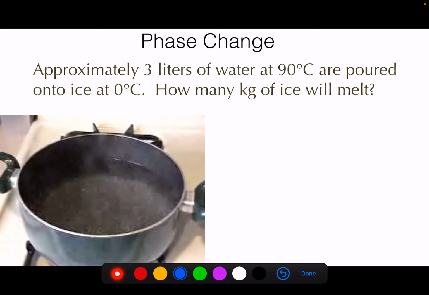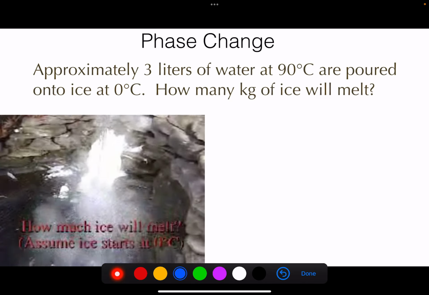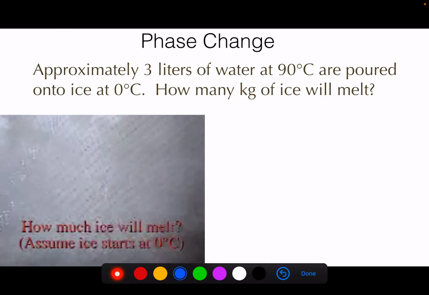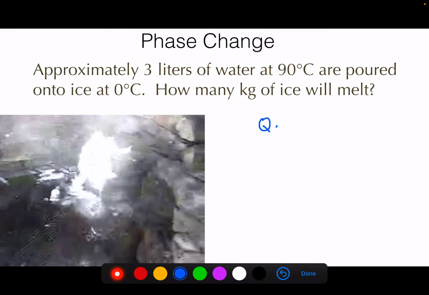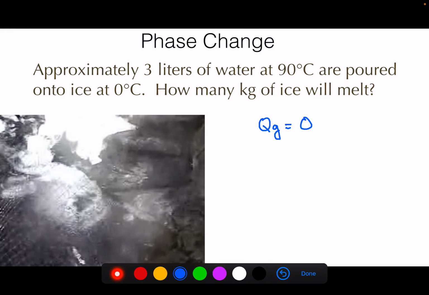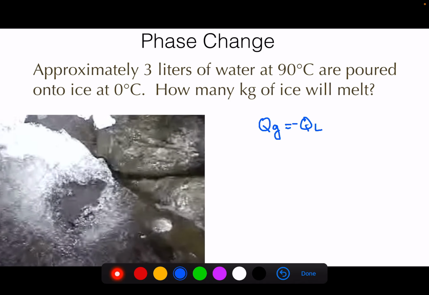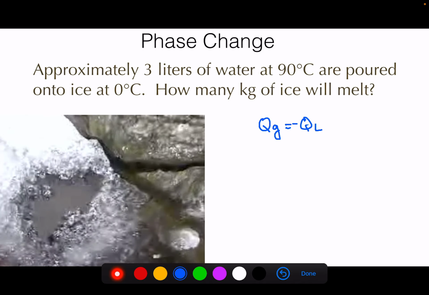Finally, we're going to do one that involves phase change. Okay, so this time we're going to take a thing of boiling water, and actually by the time we get it to where we're going to use it, it's going to drop to 90 degrees Celsius, and we're going to see if we can melt some ice. So this time we're going to have a phase change. We always are going to be using our heat gained equals negative heat lost. Gaining is going to be the ice. Losing is going to be the liquid hot water.